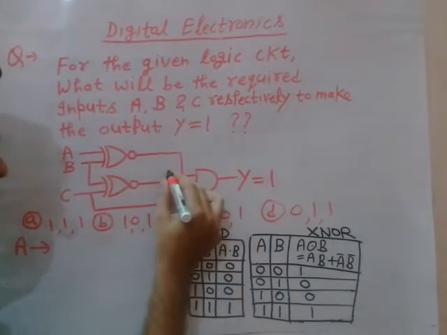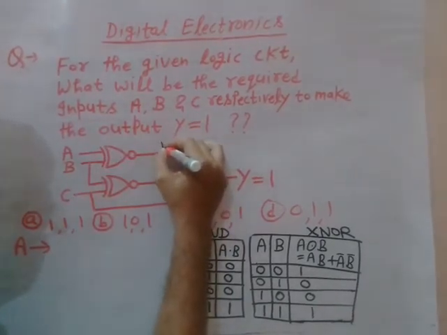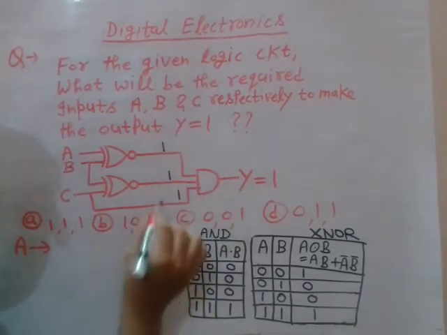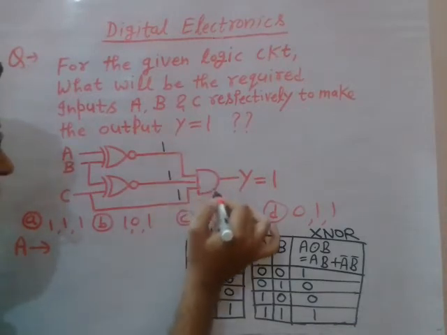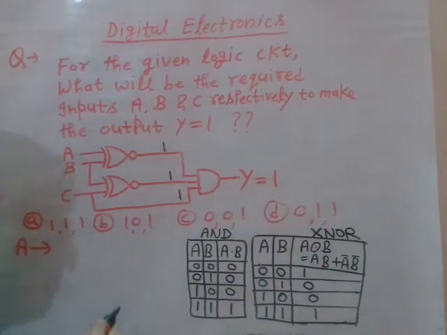All the inputs of the AND gate will be 1, right? So write 1 1 1 here. This input is 1, this input is 1, this input is also 1. All three inputs are 1, and then and only then you will get the output of the AND gate equal to 1, right?